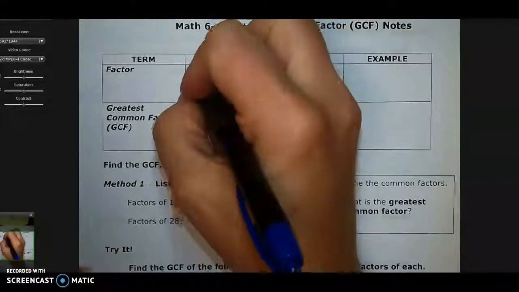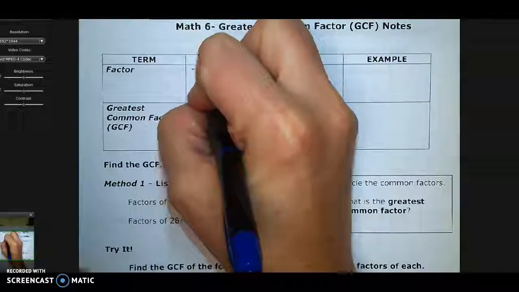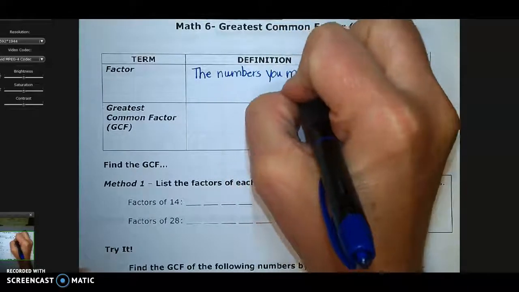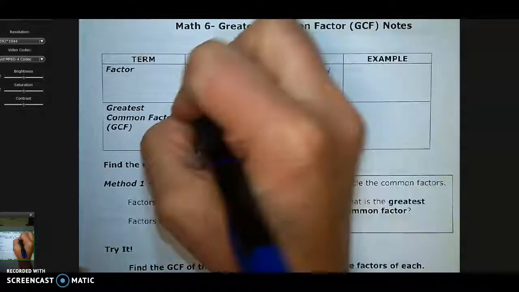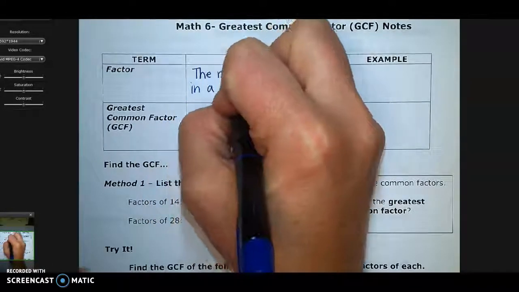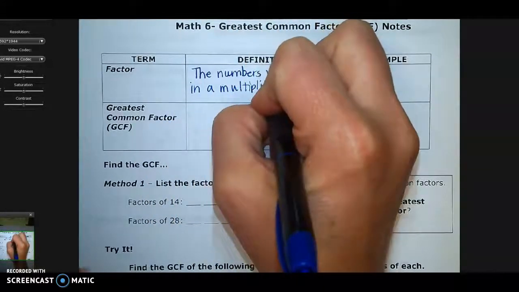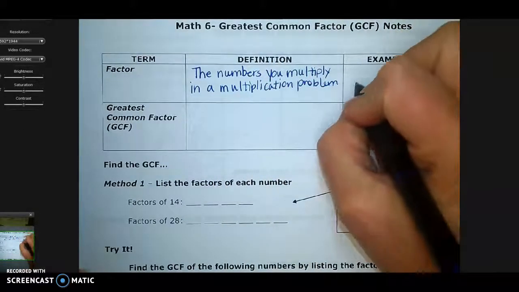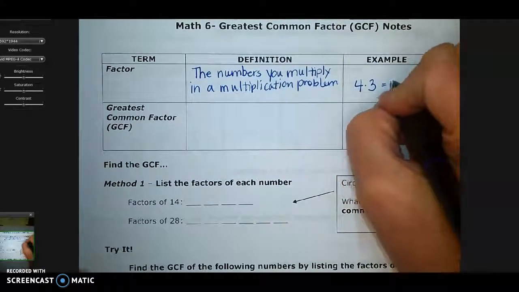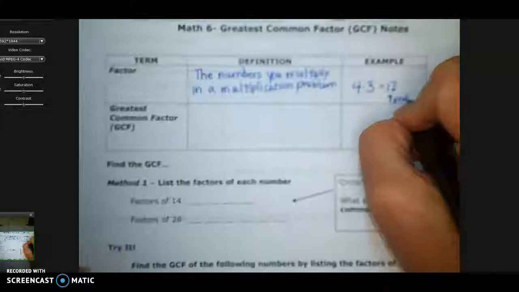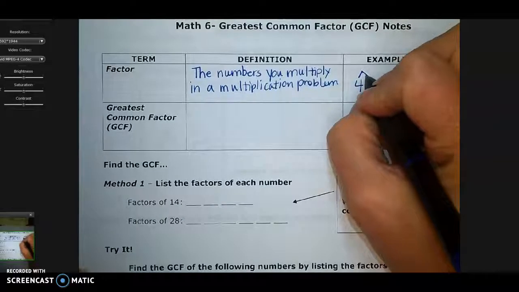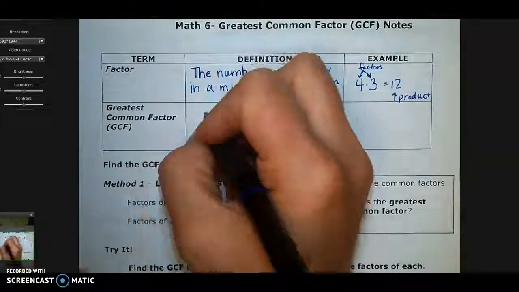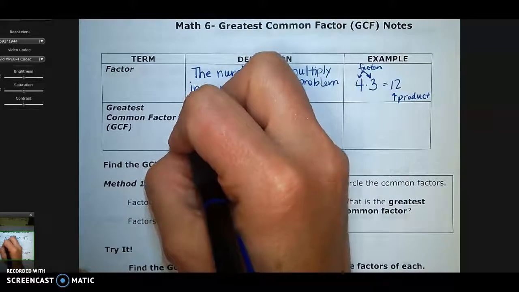So factors are the numbers you multiply in a multiplication problem. So it's the numbers I multiply to find a product. And so an example, 4 times 3 equals 12. That is the product, and the 4 and the 3 are both factors.